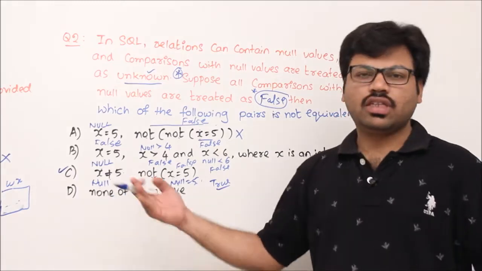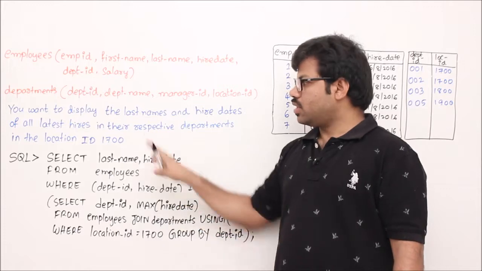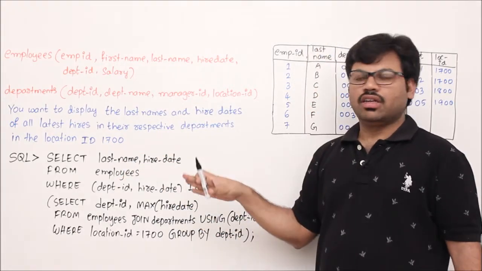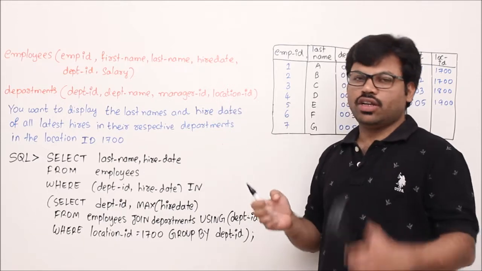Now, none of the above is not the correct answer. See this question. Two tables are given. So what you do is stop the video and read the question thoroughly. Try to understand every point, like what is employee ID, what is first name, everything. Okay. Then continue the video.